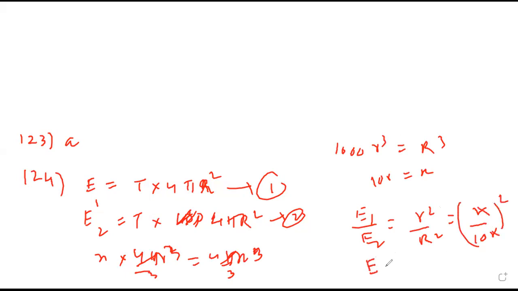Therefore, new energy: E upon E1 we want. So E upon the earlier energy, the new energy they have given as E1. E upon E1 is 1 upon 100. That is option A, 1 upon 100.